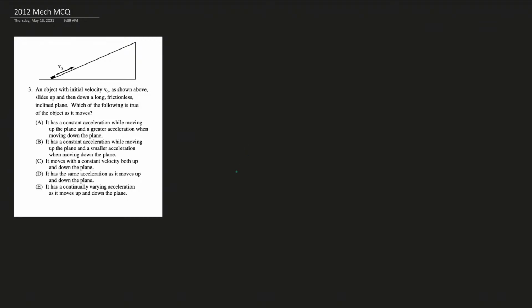All right, so number 3 says an object with an initial velocity v naught, as shown above, slides up and then down a long frictionless inclined plane. Which of the following is true of the object as it moves?